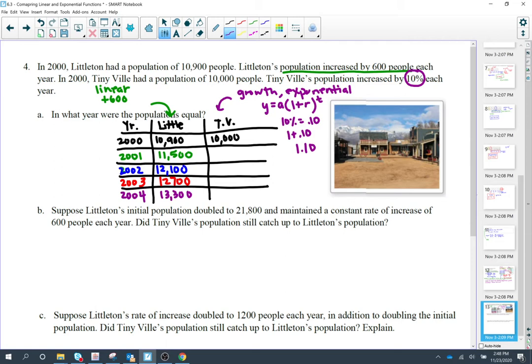So here, I'm going to multiply. We're going to take 10,000 times 1.1, which gets us 11,000. Still smaller than Littleton. Multiply by 1.1 again. 12,100. Oh, look at that. It looks like it caught up. Now, just for fun, we're going to keep going. Multiply by 1.1 again.